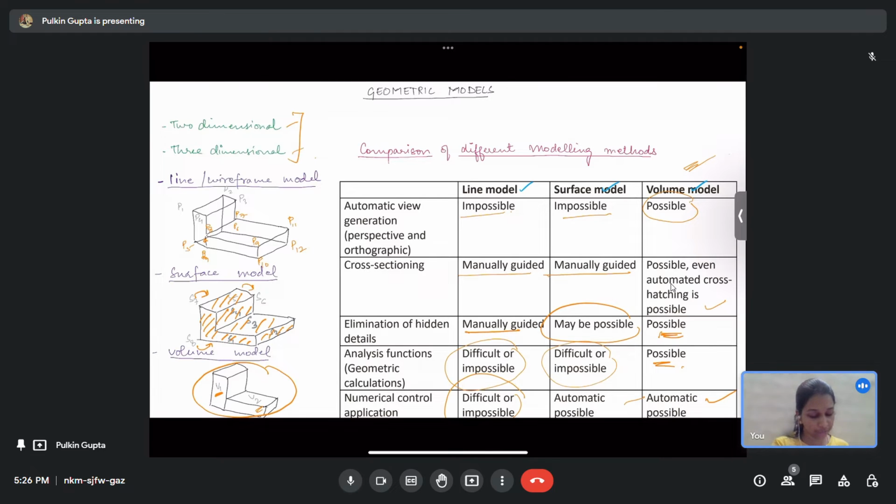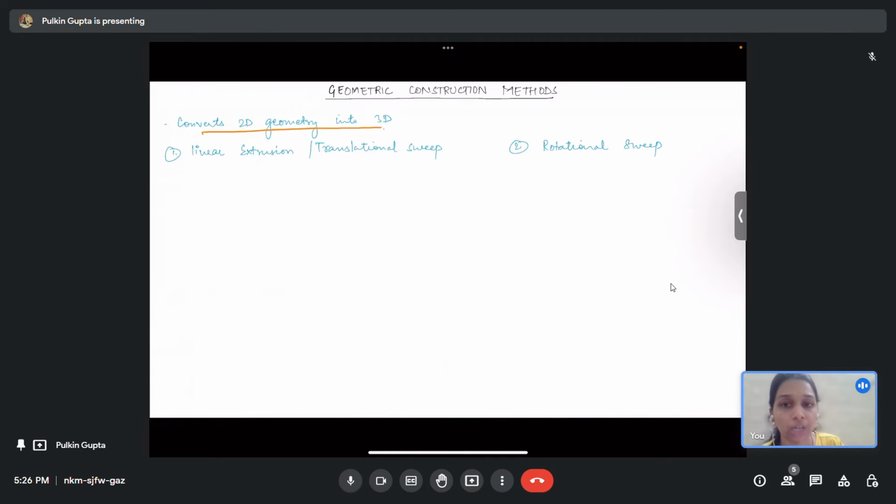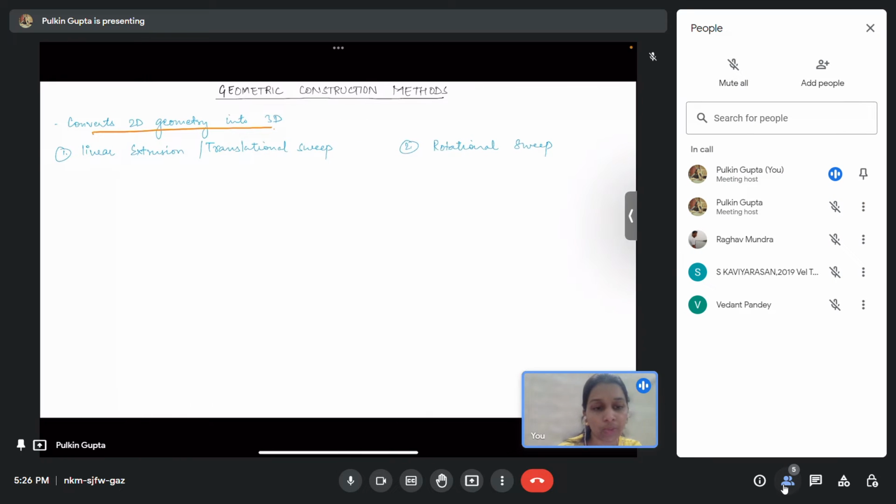Now, what are the different geometric construction methods? Using these geometric construction methods, we convert 2D geometry into a 3D one. There are two methods. First is linear extrusion or translation sweep, and the other is rotational sweep. Can anyone define any of these methods for me? Mr. Vedant, can you define either translational sweep or rotational sweep? Or Mr. S. Kavi?